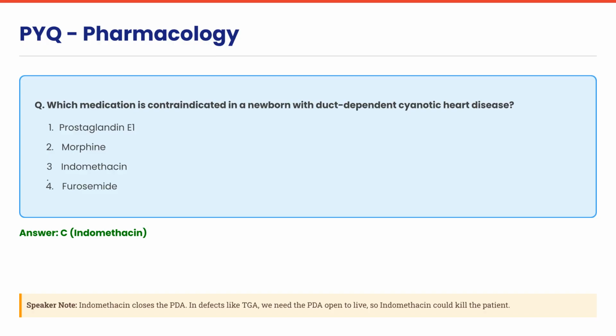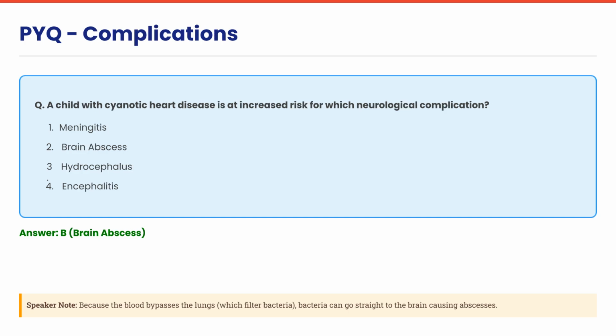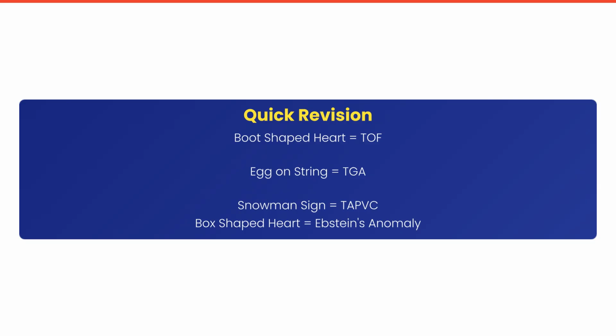Indomethacin is contraindicated in newborns with duct-dependent cyanotic heart disease because it closes the ductus arteriosus, which must remain open for survival. A child with cyanotic heart disease is at increased risk for a neurological complication known as a brain abscess. For a quick revision of X-ray signs, remember, boot-shaped heart equals TOF, egg on string equals TGA, and snowman sign equals TAPVC.